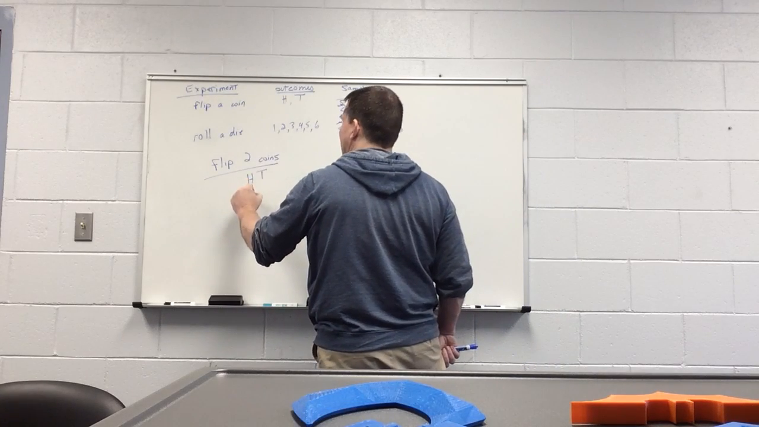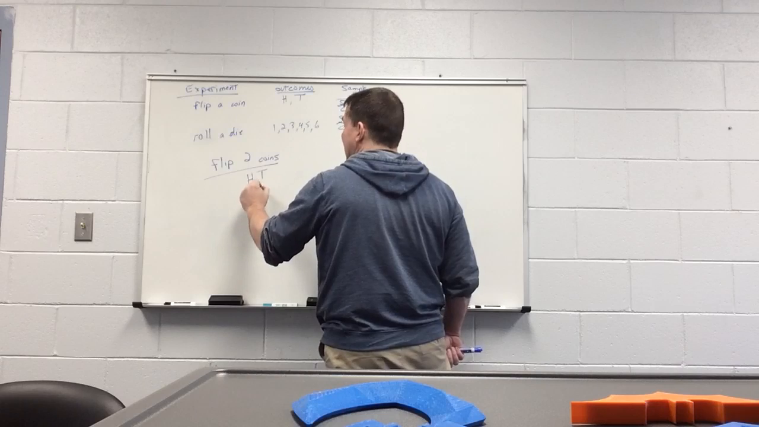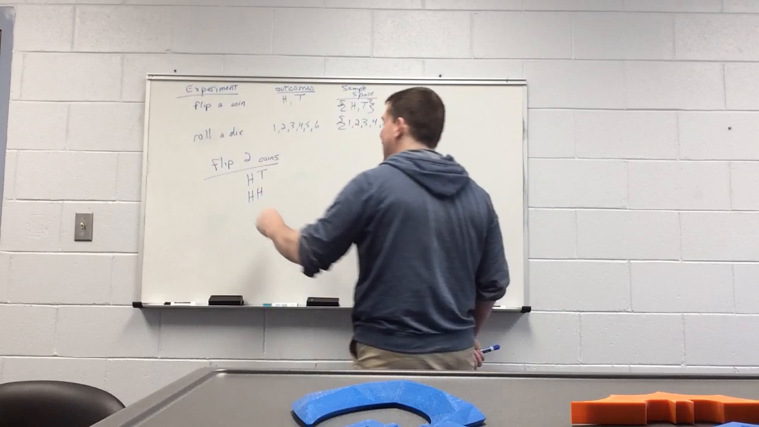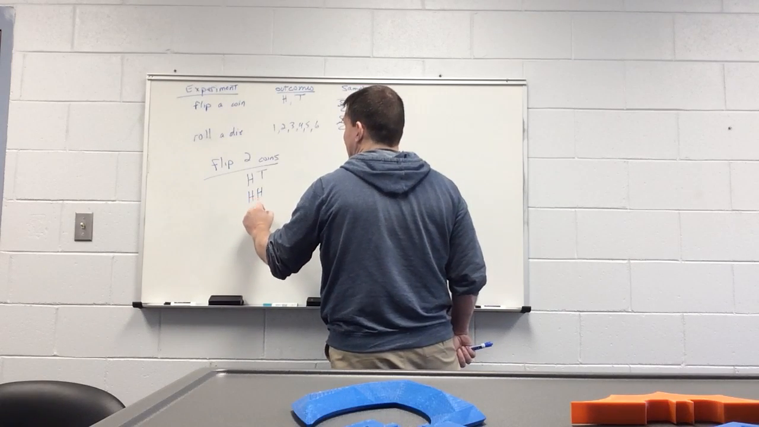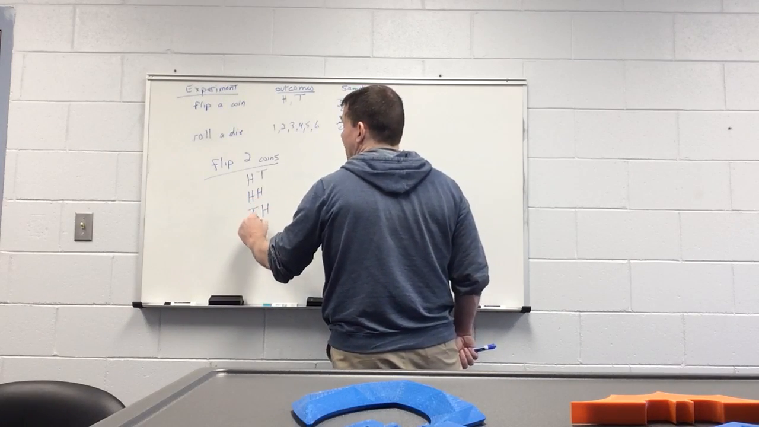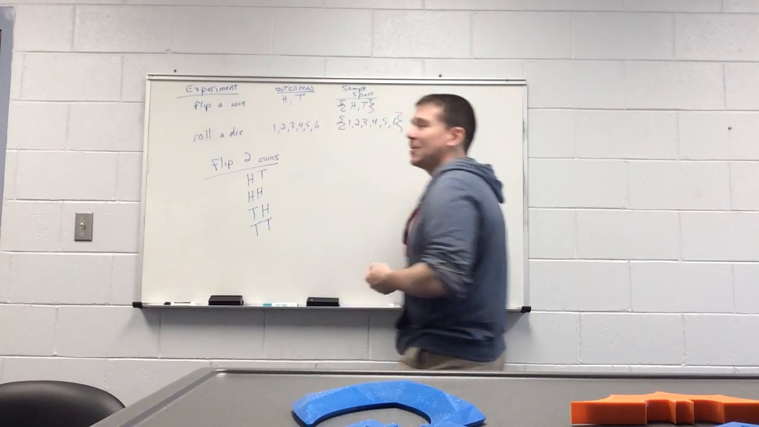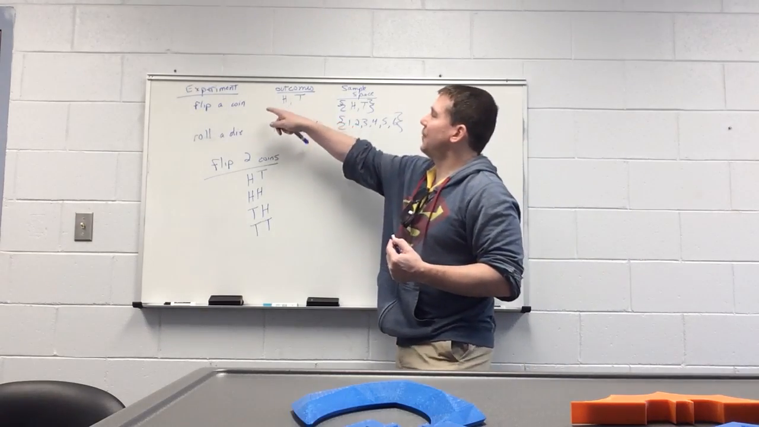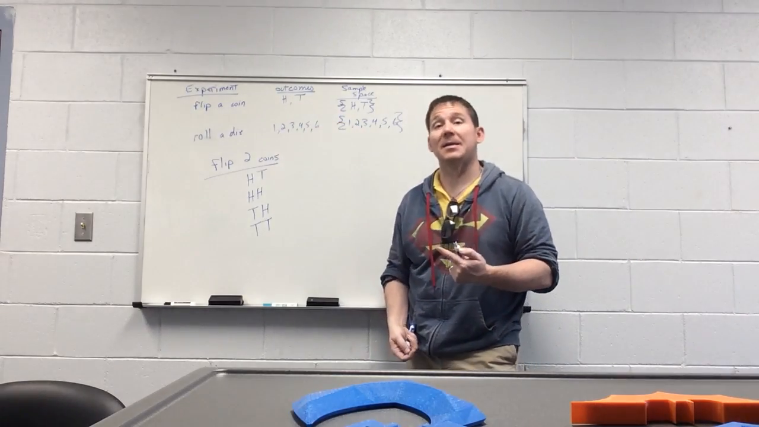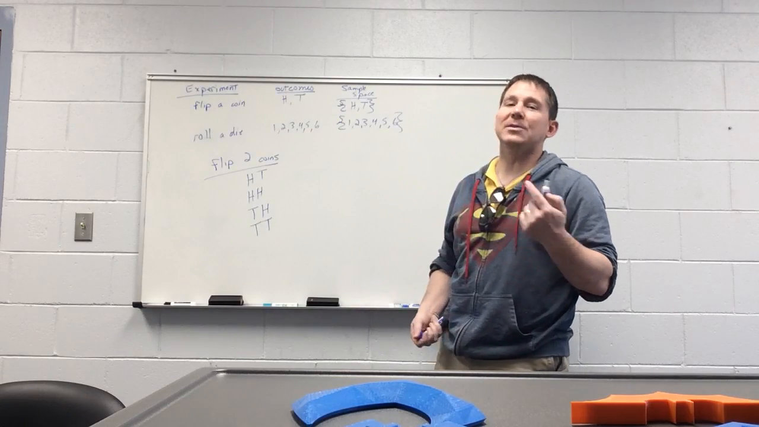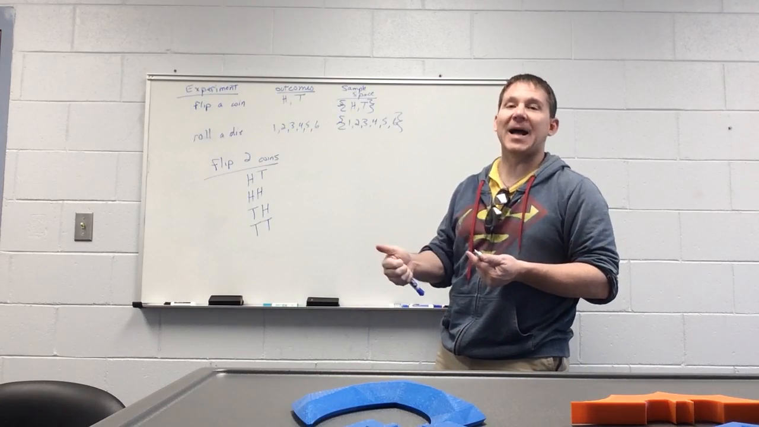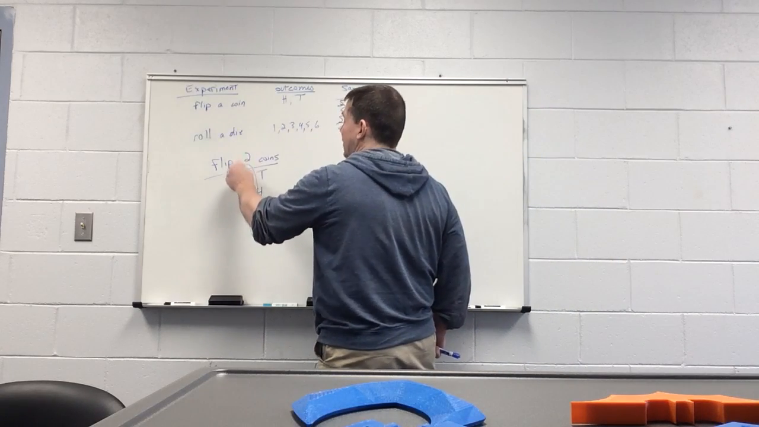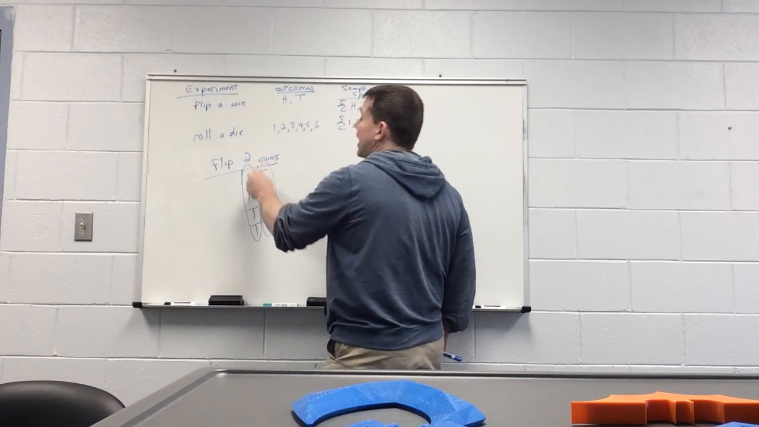I could flip the first coin and get a head. Then I could flip the second coin and get a head. So I could get a head and then a head. And then I could flip the first coin and get a tail, flip the second coin and get a head, or flip the first coin and get a tail, flip the second coin and get a tail. And again, the idea here is, if you flip 1 coin, you get a head or a tail. Once you flip multiple coins, or if you flip 1 coin multiple times, you essentially have to record what happens the first time you flip it, what happens the second time you flip it.